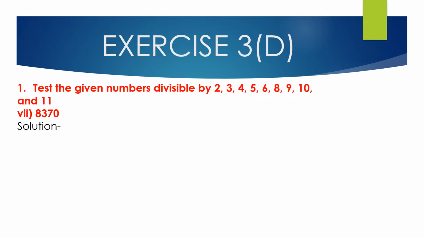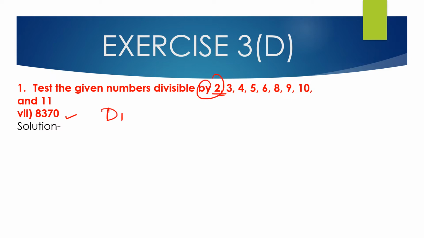Now question number 7th bit. 8370. We have to check whether the number 8370 is divisible by 2, 3, 4, 5, 6, 8, 9, 10 and 11 or not. First we will check whether the number 8370 is divisible by 2 or not.